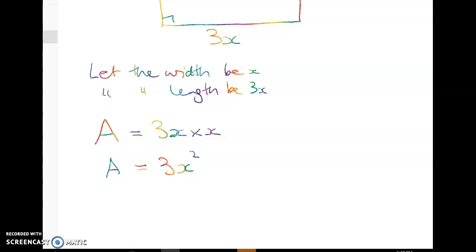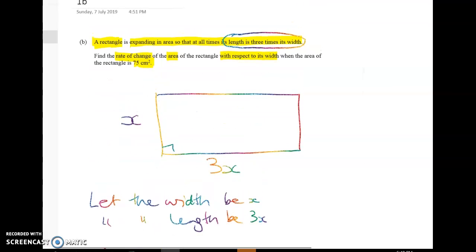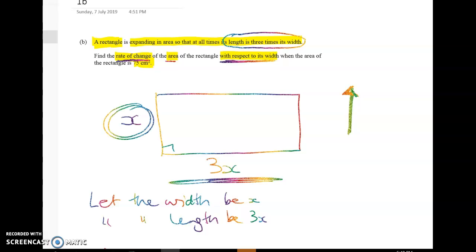Now, what are we asked to find? This is kind of like translating this into maths talk. Well, we're looking for the rate of change of the area with respect to its width. So that's kind of code for saying, as the width is increasing, how much is the area increasing? So we know that if the width is increasing, the length has also got to be increasing because one of those is always 3 times the other.